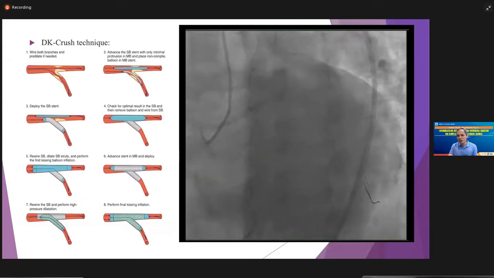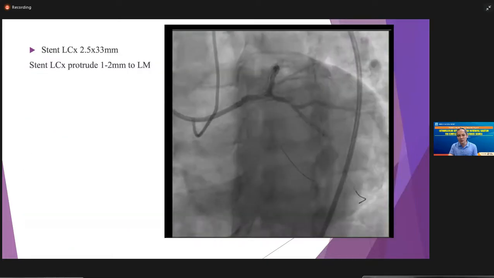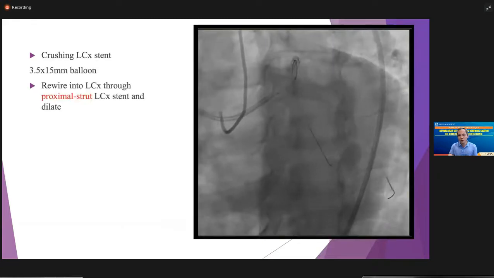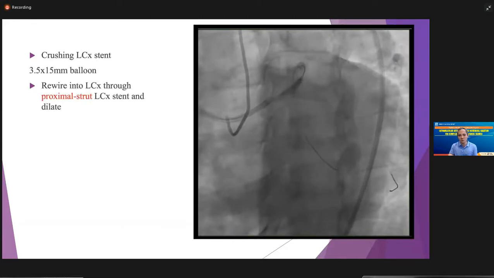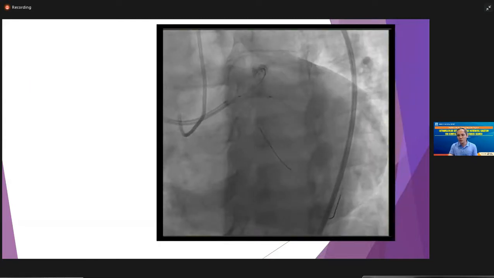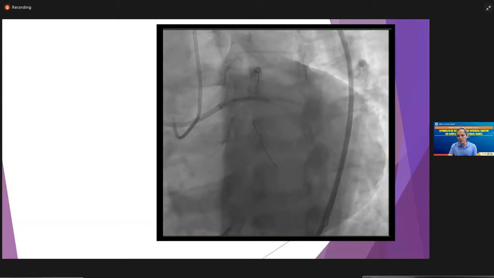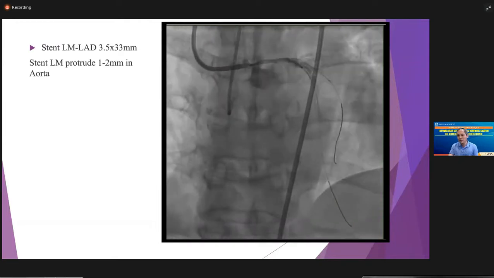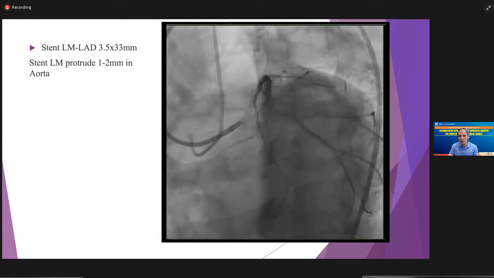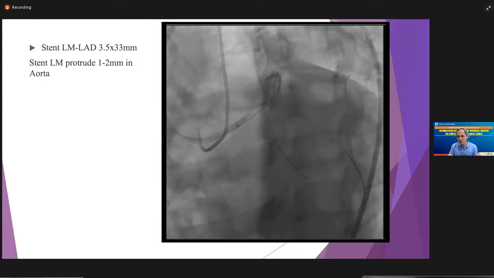After that, we use the second stent in L6 with 2.5 by 33. The balloon in LAD, left main LAD rewire, use the NC balloon in the L6, the ostium L6. And the second, we use the stent 3.5 by 33 in the ostium left main to the LAD. Overlap the first stent.